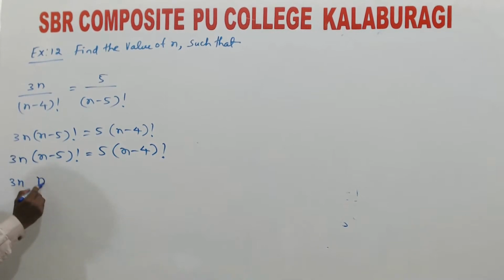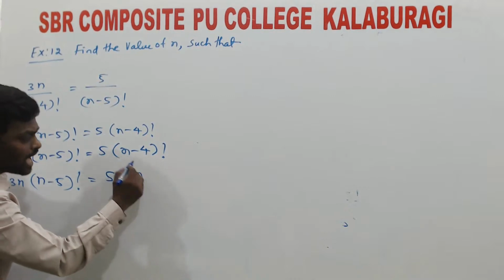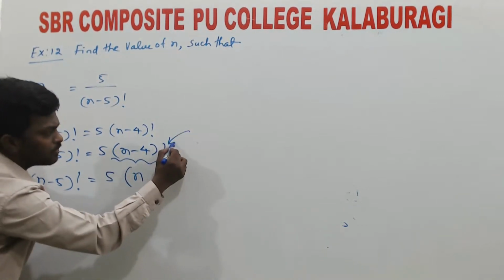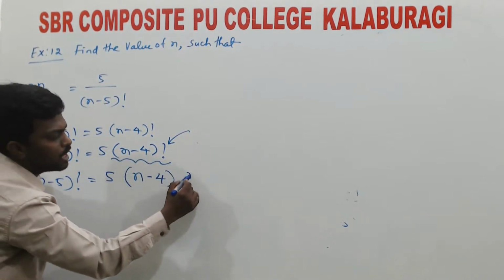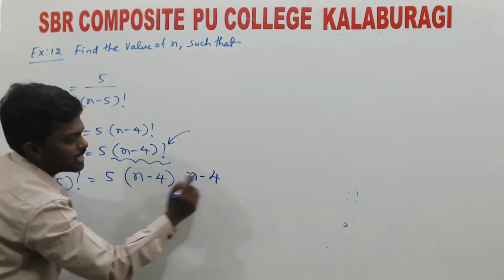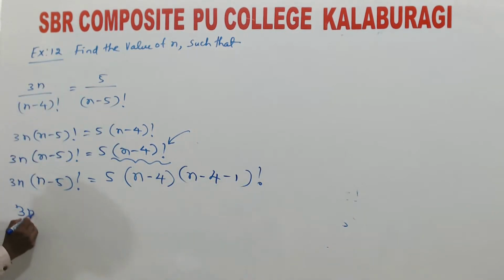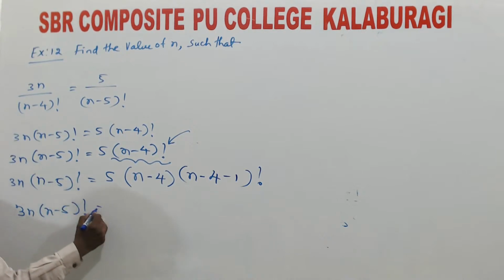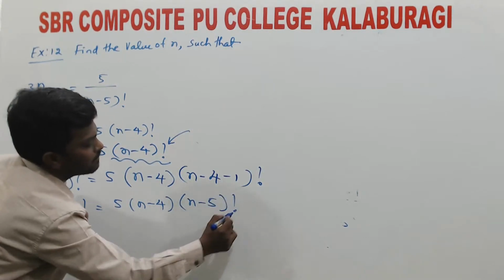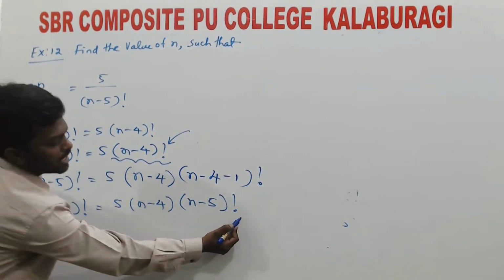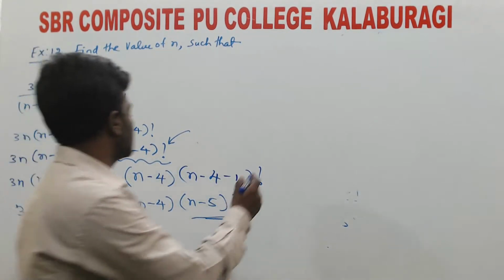Okay, so is that clear now? So (n minus 4) factorial is equal to (n minus 4) times, I will apply the definition of factorial here, right? So now the next term will be 1 less than the previous factorial. So 3n (n minus 5) factorial is equal to 5 times (n minus 4) times (n minus 5) factorial. Hope you understood now. Got the point. So (n minus 5) factorial and (n minus 5) factorial get cancelled, students.